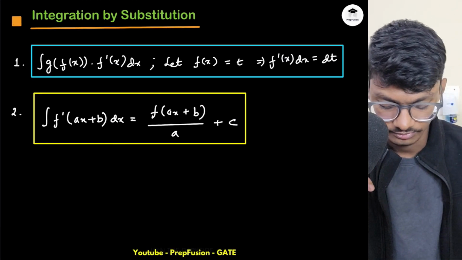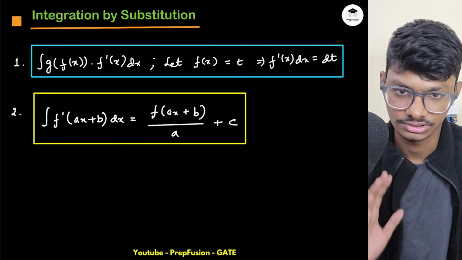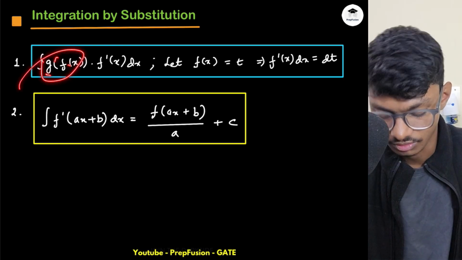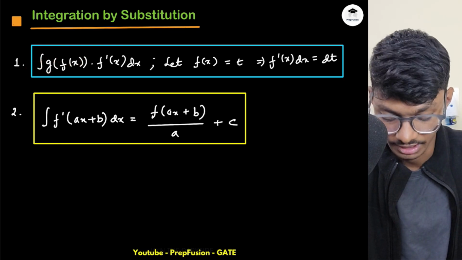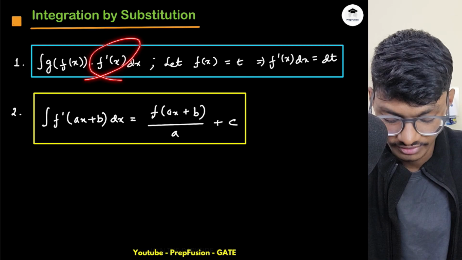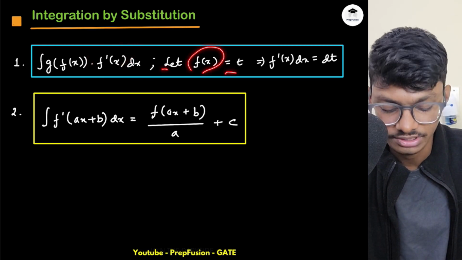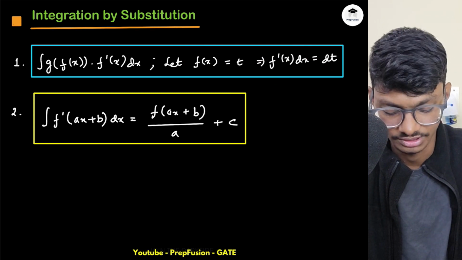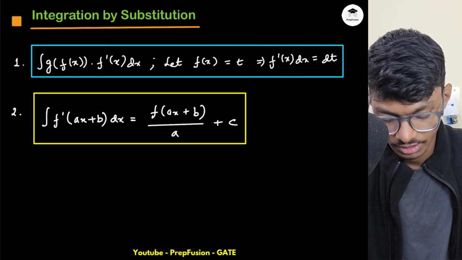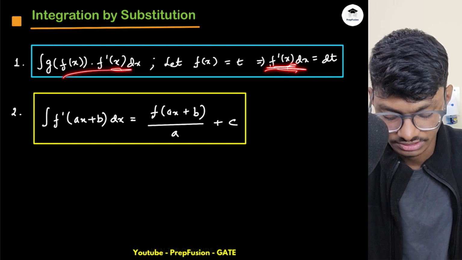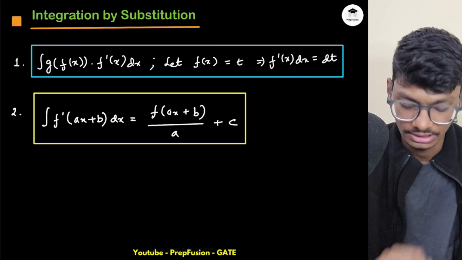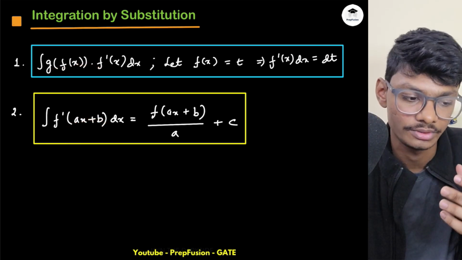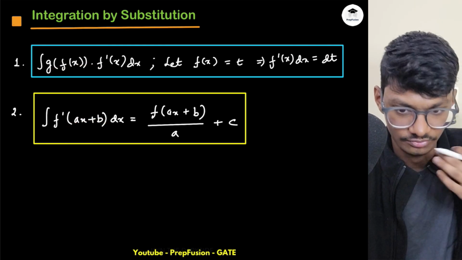Now, what do you mean by integration by substitution? I have an integration of g of f of x, like a composite function, and I have f dash of x. What I can do is let f of x equal t, then dt will be f dash of x dx. So I can replace f dash of x dx with simple dt, and this will become g of t. It will be much simpler for me to integrate that. When we do examples we will understand.